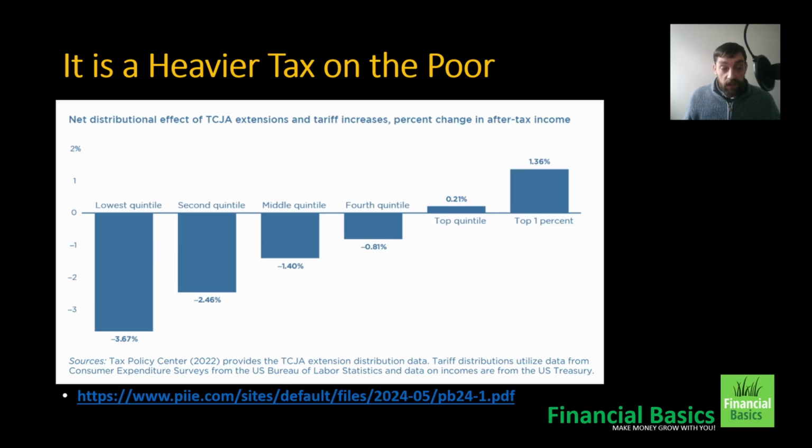Looking at it from a quintile perspective, from 20% brackets, and this is earning brackets, the top 1% has actually gained in this situation. Across all of it, they're earning more, whilst the lowest 20% is losing 3.67% of their income. And the reason for that is just the impact, right? Looking at it as a percentage of their income, it's a bigger portion.